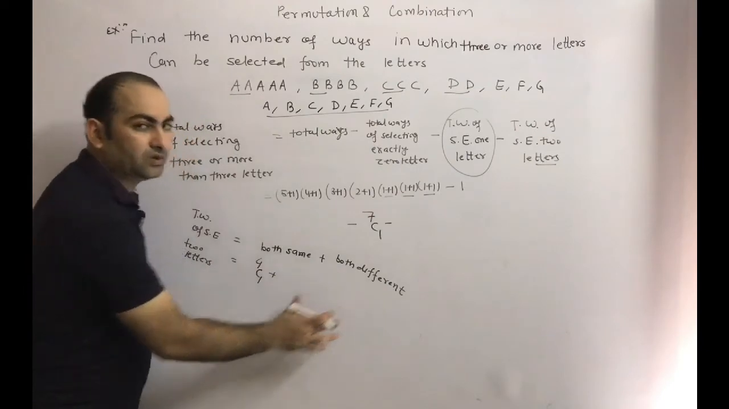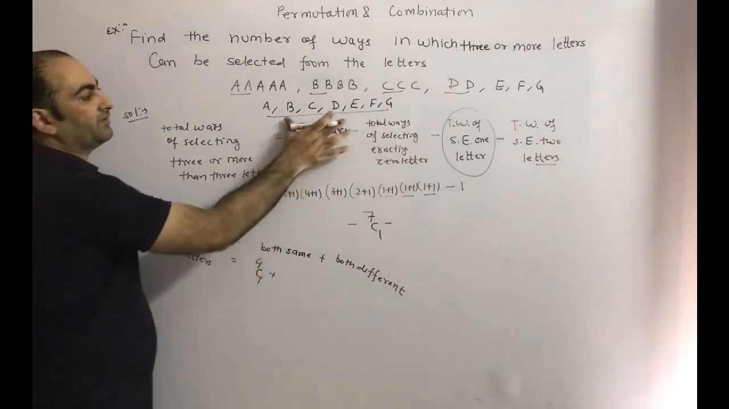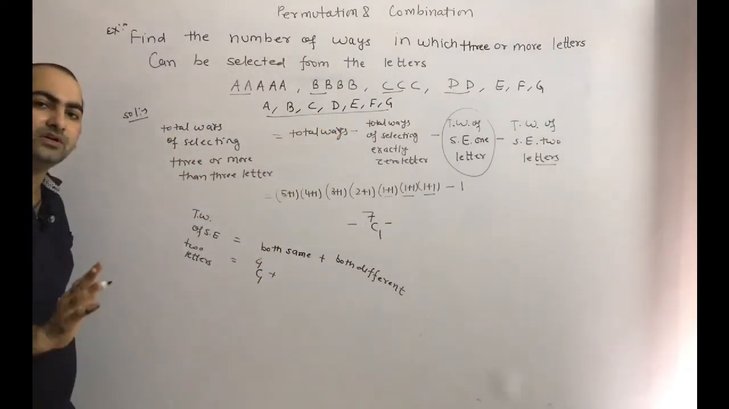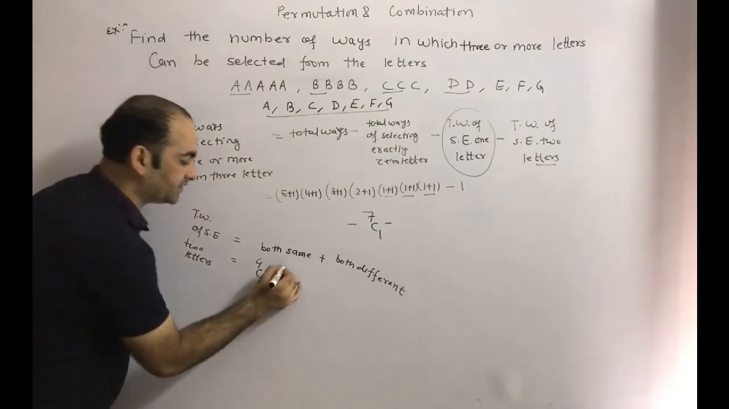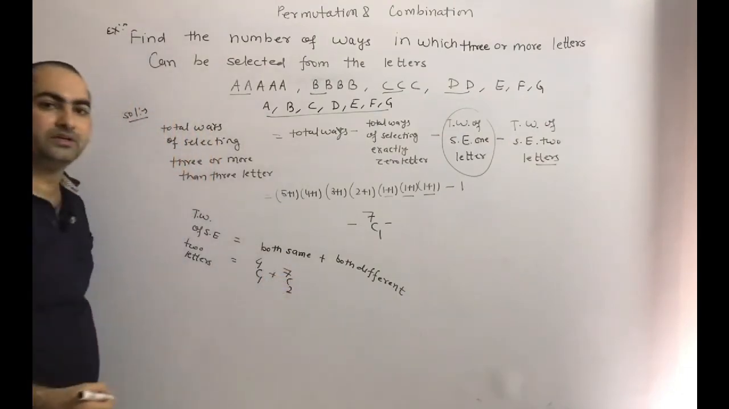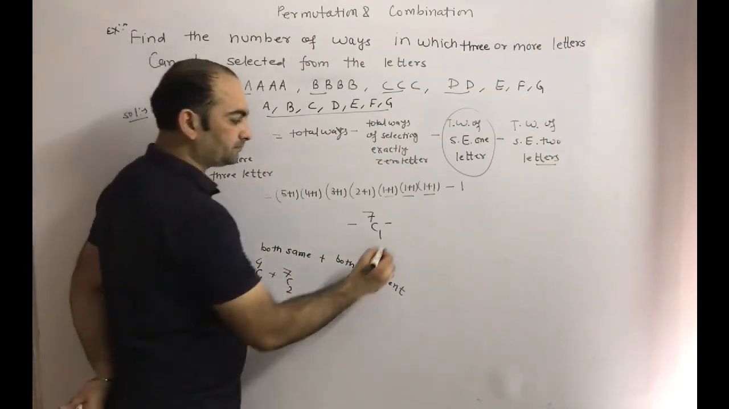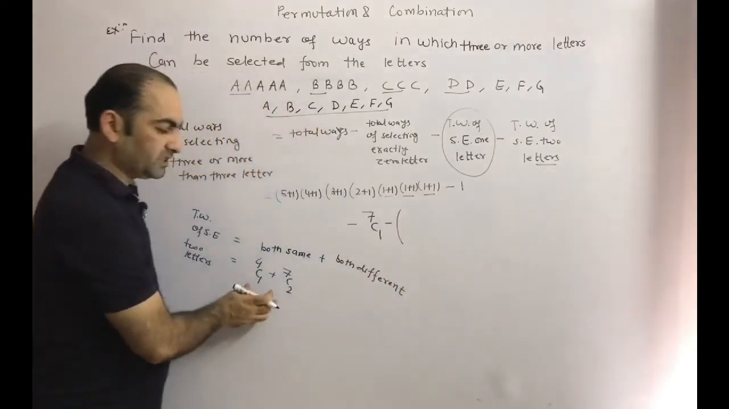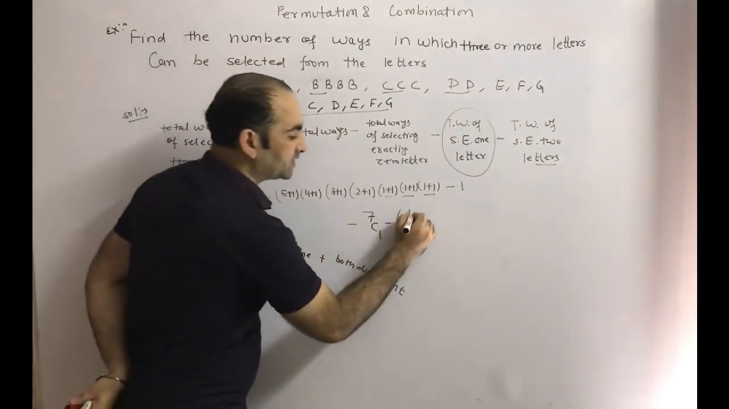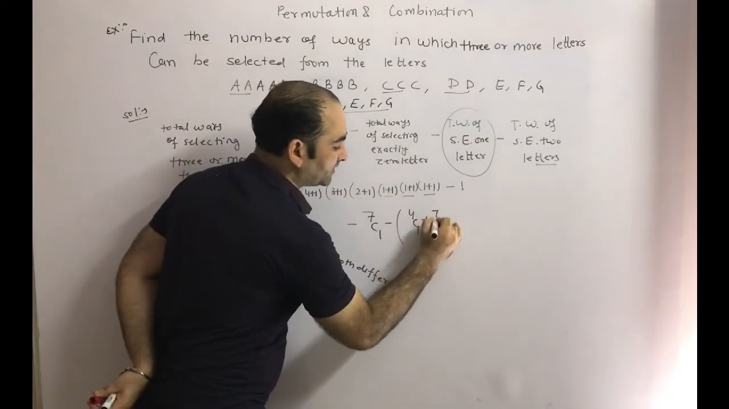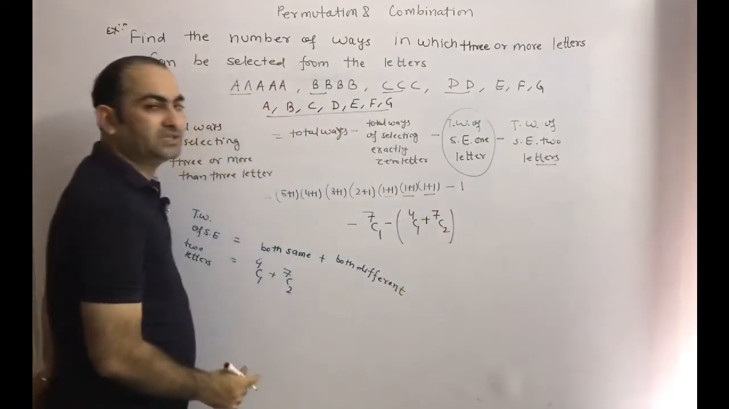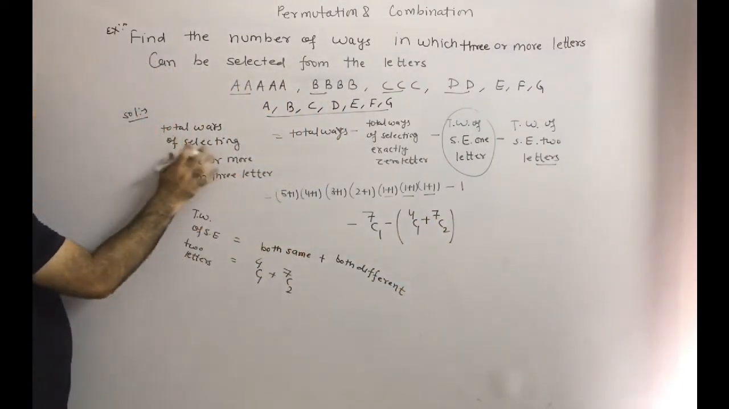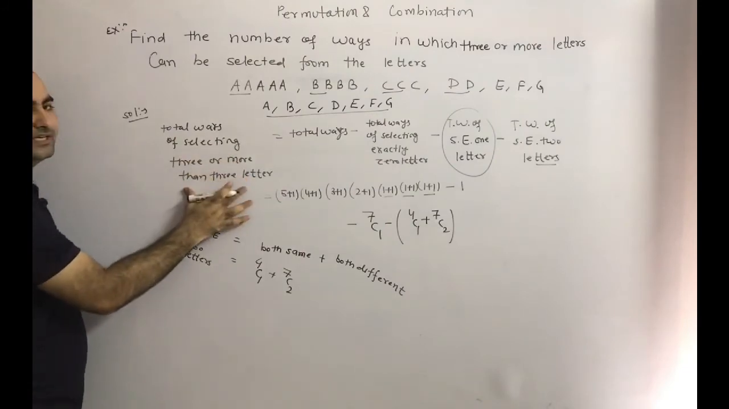Plus next, both are different. If you check here, there are 7 different letters. Out of 7 letters, we want 2 letters. So how many ways? 7C2. So from here we have to subtract 4C1 plus 7C2. If you subtract this, we will get the total ways of selecting 3 or more than 3 letters.